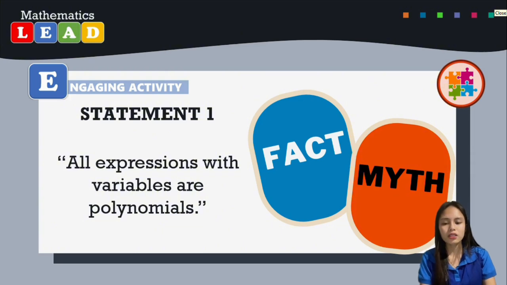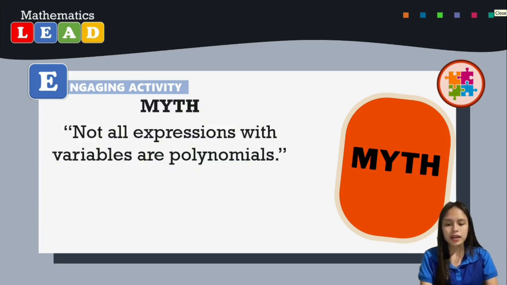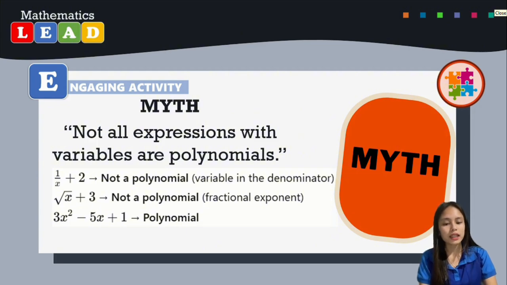Now let's reveal the answer. The answer is, it's a myth because not all expressions with variables are polynomials. Let us have an example. 1 over x plus 2 is not a polynomial because the variable in the denominator violates the definition. Next, the square root of x plus 3 is not a polynomial because of the fractional exponent. If we get the exponent of x, it would be x raised to 1/2. And lastly, we have 3x squared minus 5x plus 1. It's a polynomial. Very good.